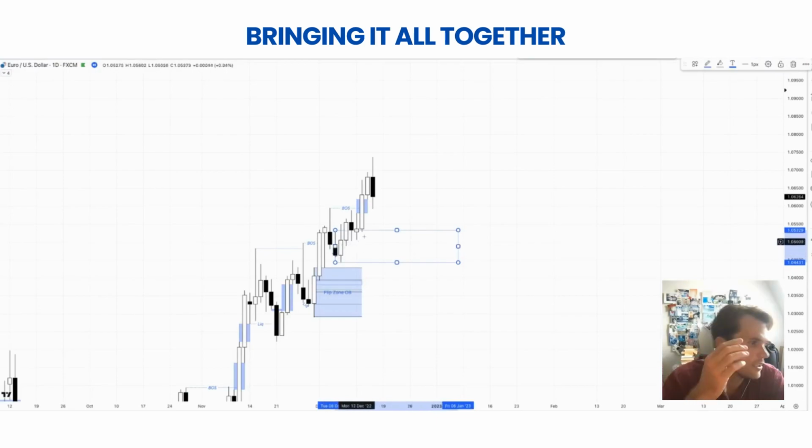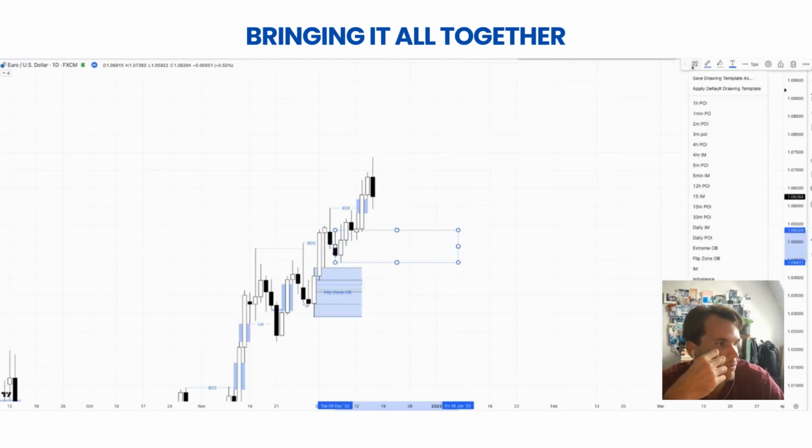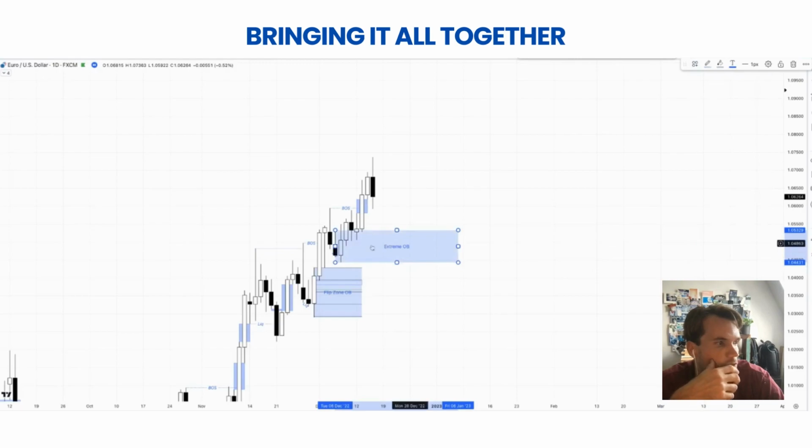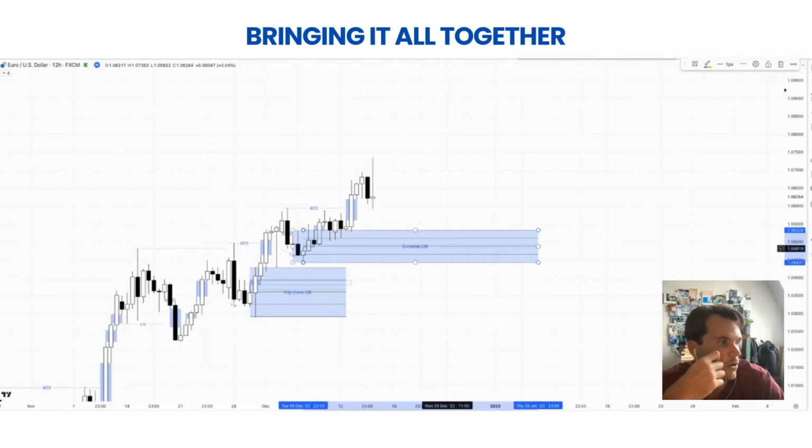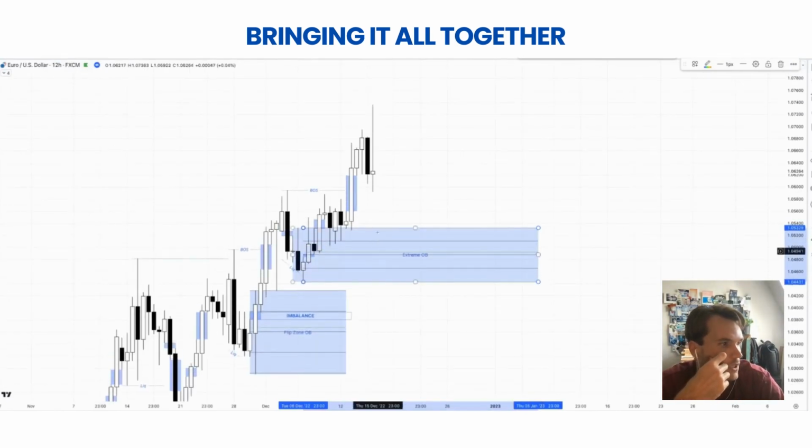We've got slight mitigation there, but I wouldn't say enough to call it unmitigated because we never broke any lows. So I'm still happy to mark that one out as an extreme order block. And the flip zone for us is just not valid for this one. There's no liquidity sweep. We can take into account that imbalance there as well. However, ideally you want to look on the lower time frame, which I'm about to do now.